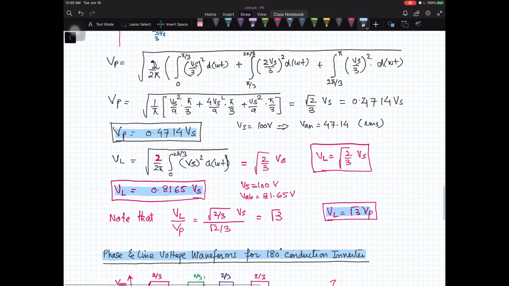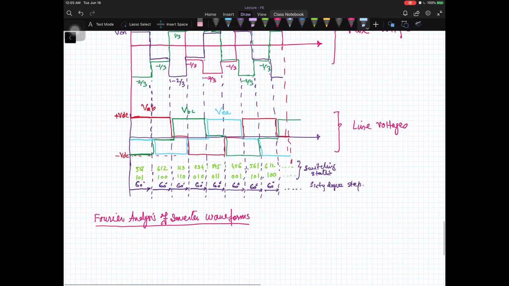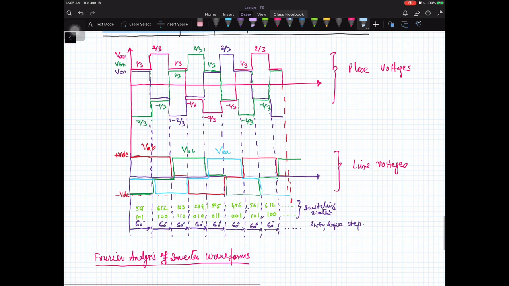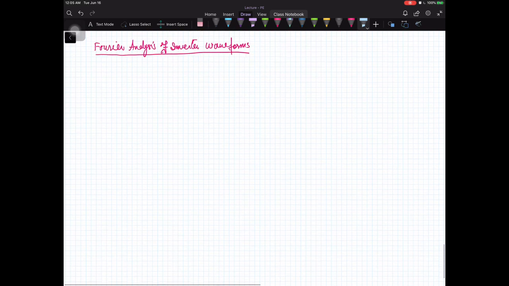Now, to perform the Fourier analysis, to look at the harmonics which are present in these voltage waveforms, let's start with the line voltages. Line voltages are quasi-square waveforms. So I am going to take a quasi-square waveform first of all. In general, I will develop the Fourier series of that one, and then I will apply it on these line voltage waveforms to get the Fourier spectrum of the inverter waveforms.